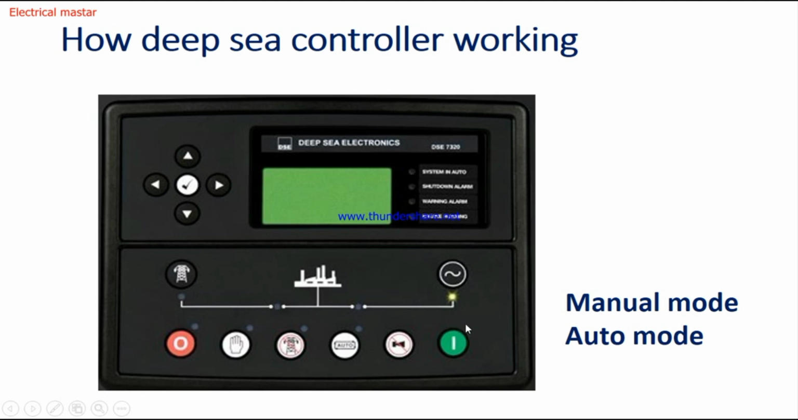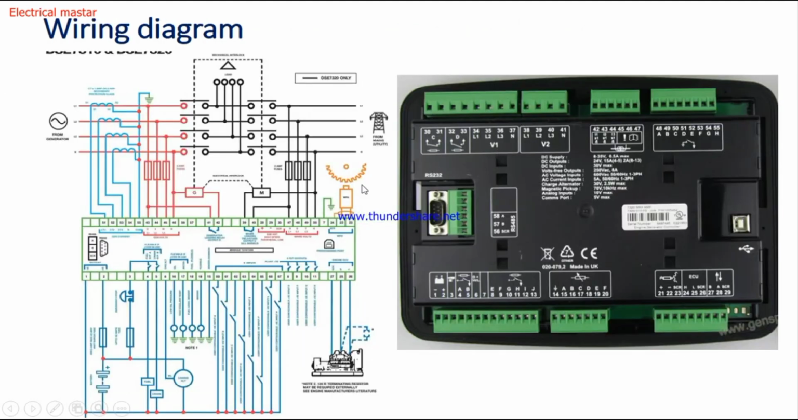Now we will see the wiring diagram of the DeepC controller. This is the backside panel view. Each terminal will be connected to the diesel generator. Based on this wiring diagram, we will connect each terminal to the diesel generator. Then only the DeepC controller will control the generator. Now I will explain each terminal where we have to connect.